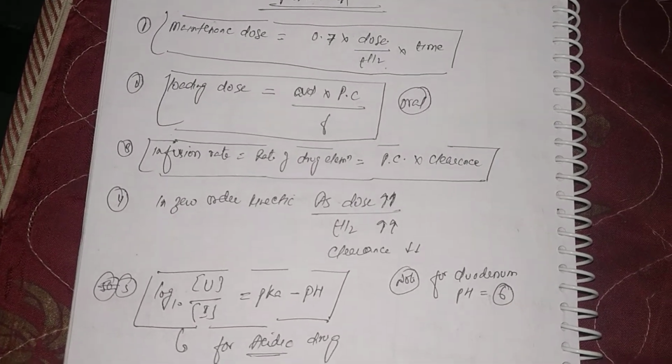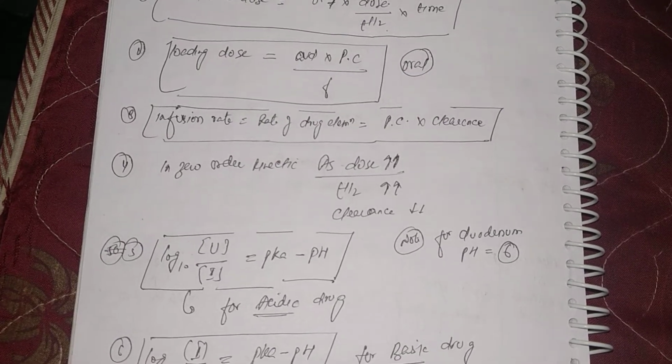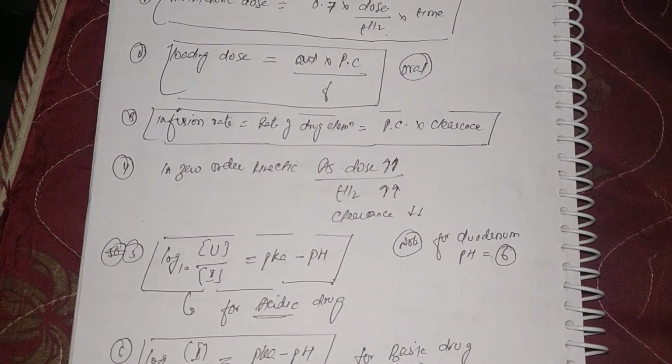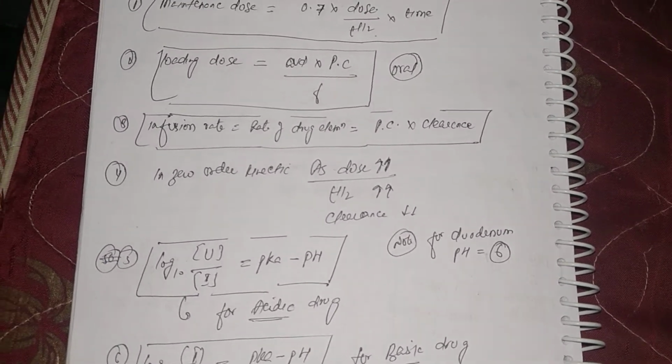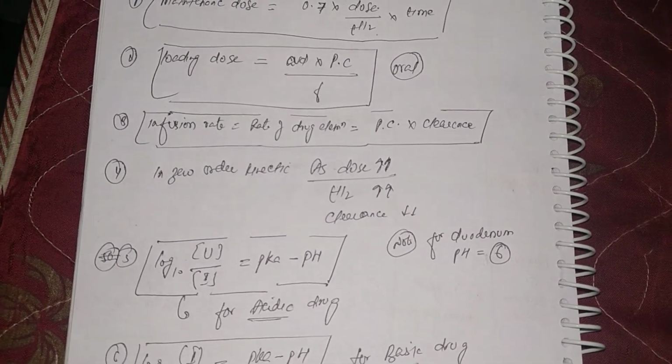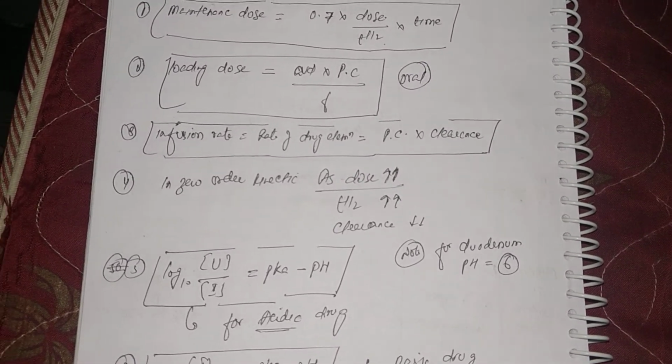Just remember that. Okay, the third formula is infusion rate, which is equal to rate of drug elimination, which is equal to plasma concentration into clearance. Infusion rate is equal to rate of drug elimination is equal to plasma concentration into clearance.